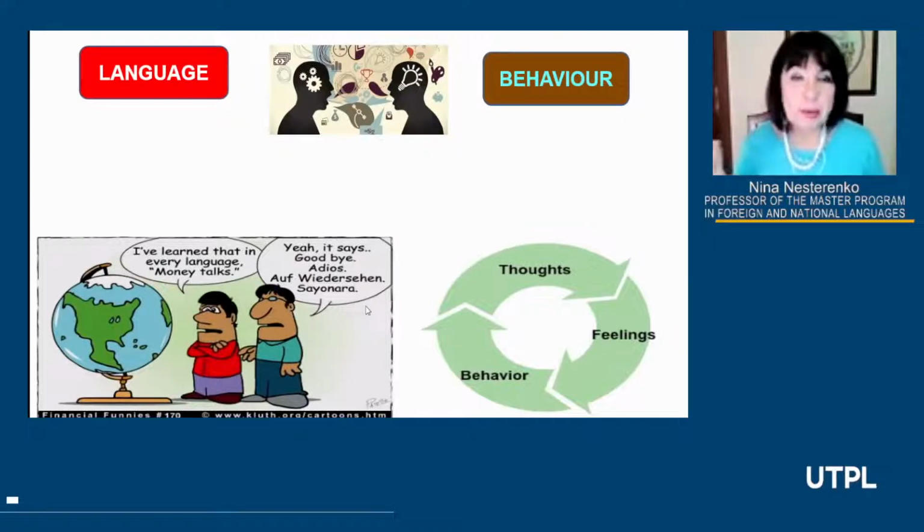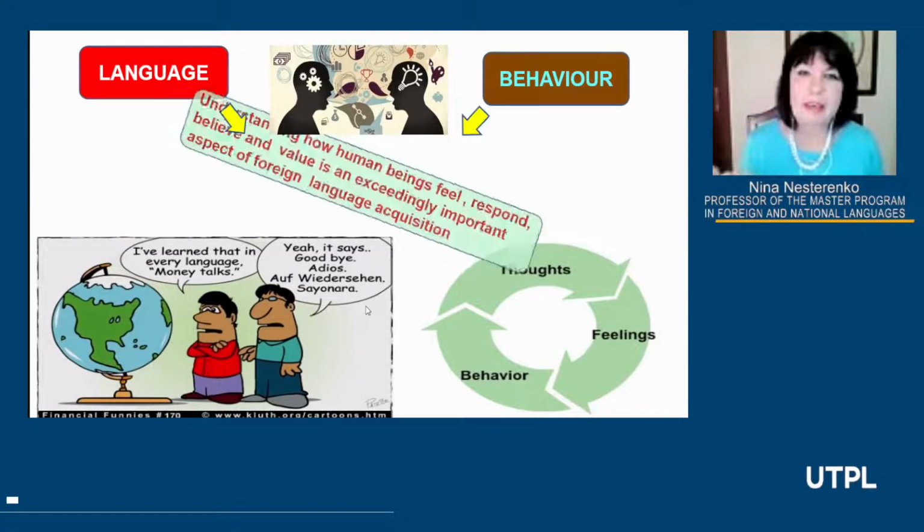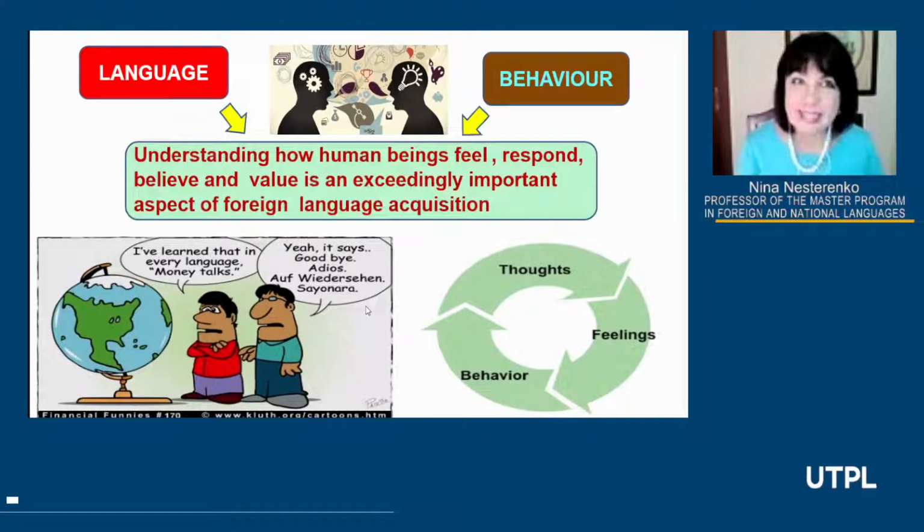It's because it's a different behavior, right? Different rules of behavior that we have and adopt. And it may lead to miscommunication, or rather misunderstanding, or maybe even something not so positively seen. So understanding how human beings feel, respond, believe, and value is an exceedingly important aspect of foreign language acquisition.